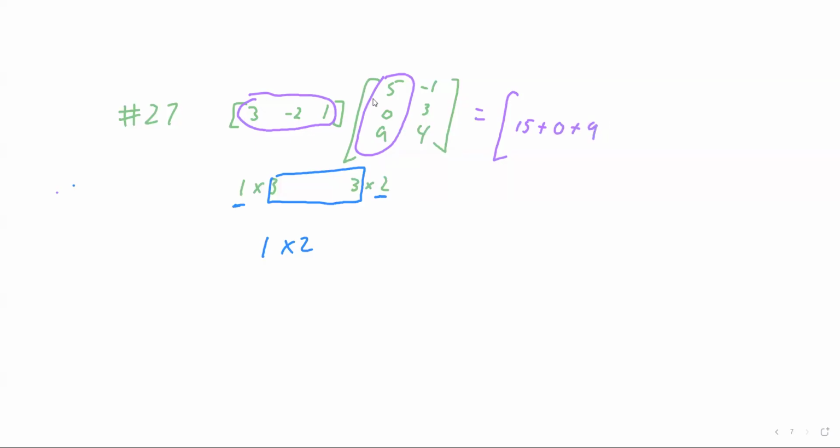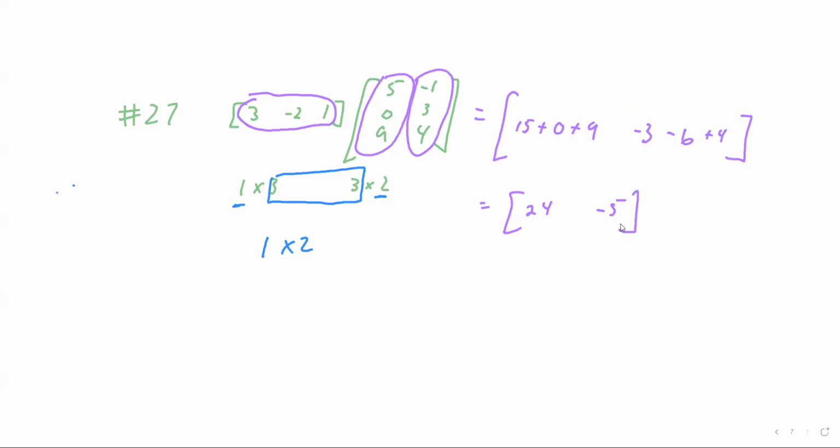Then I take the first row times the second column. So 3 times -1 would give me -3. -2 times 3 would give me -6. And then 1 times 4 gives me 4. So when I work this out, 15 plus 0 plus 9 gives me 24. And then -3 minus 6 is -9. -9 plus 4 gives me -5. So there's your answer. All right, so I'm glad I did check.